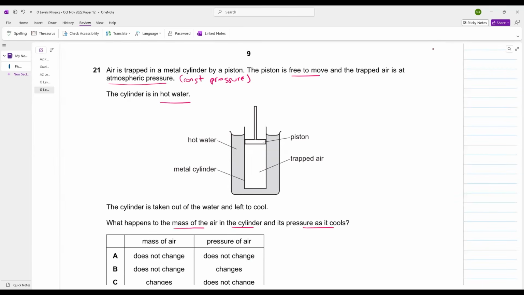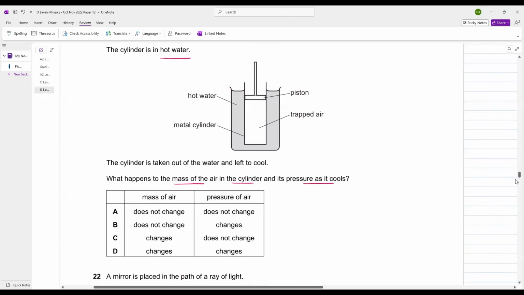Perfect. The cylinder is in hot water. Perfect. The cylinder is taken out of water and left to cool. Your temperature is decreasing. Your volume will also decrease. What happens to the mass of the air and pressure as it cools? The mass of the air will never ever change.